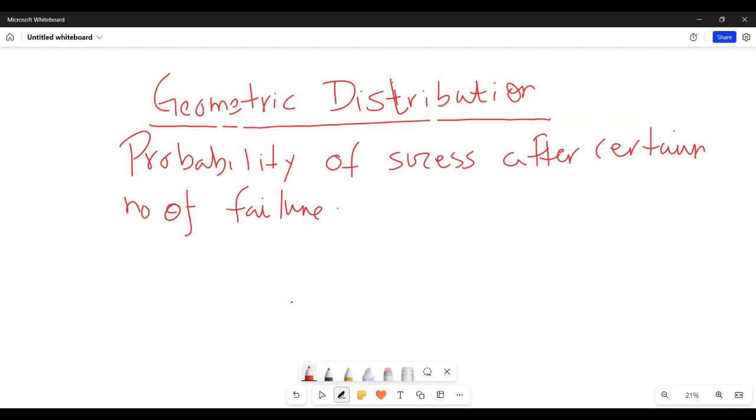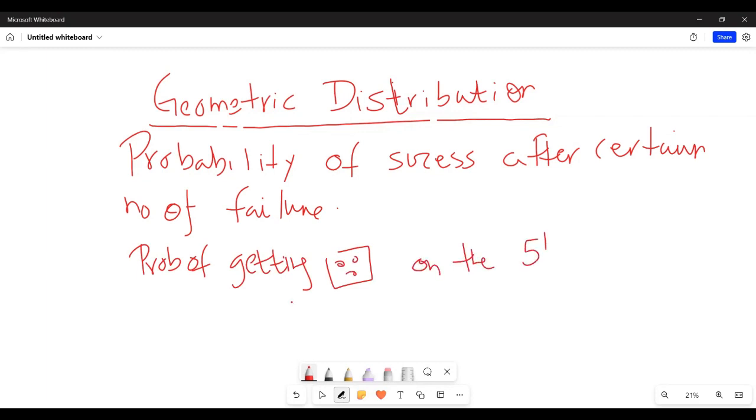This means if you're throwing a dice and you have to find the probability of getting a 3 on the 5th attempt. So you have to find the probability of getting 3 on the 5th throw. That would mean the first time you do not get a 3, the second time you do not get a 3, third, fourth, you do not get a 3, only on the 5th throw you get a 3.